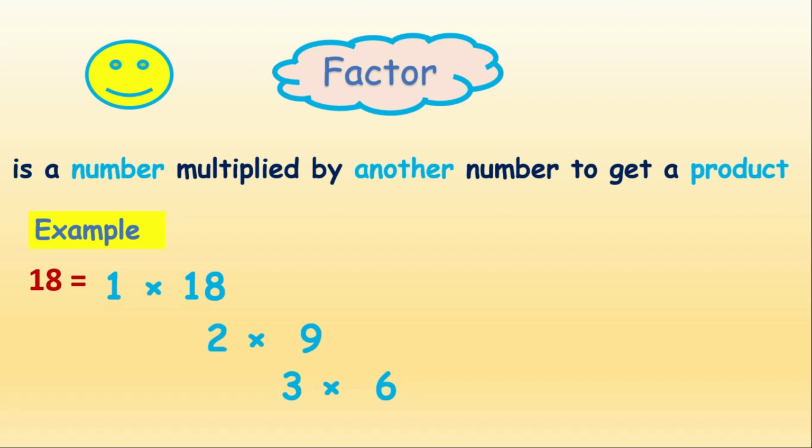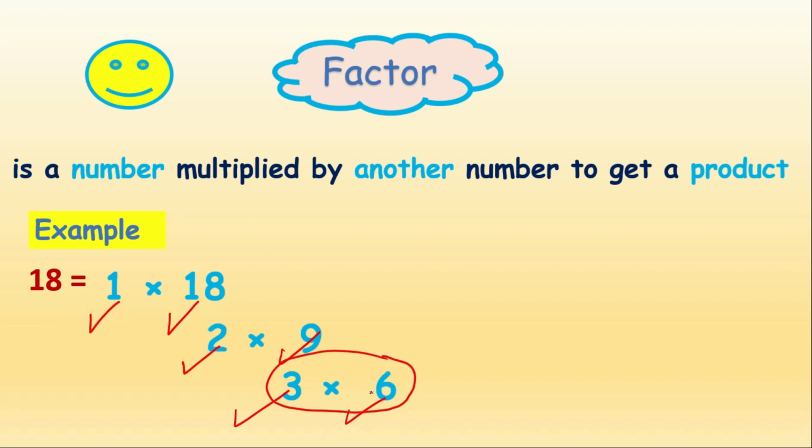Got it? Do you find any other numbers multiplied by each other to get 18? No, there are no other numbers to multiply to get 18. Got it? So 1 is a factor of 18 and 18 is a factor of 18. 2 is a factor of 18. 9 is a factor of 18. 3 is a factor of 18. 6 is a factor of 18. Because if you multiply 3 times 6, you get 18.